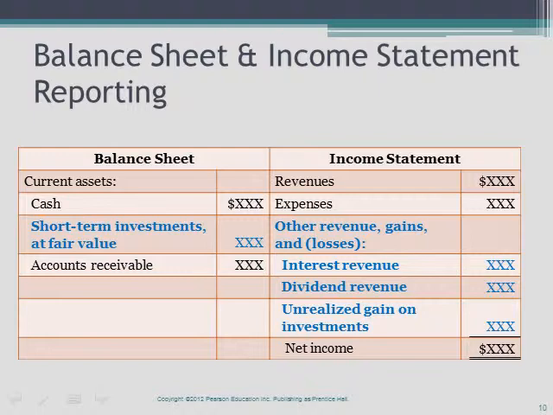On the balance sheet, short-term investments are current assets. They appear on the balance sheet immediately after cash because short-term investments are almost as liquid as cash. Report trading investments at their current fair value.